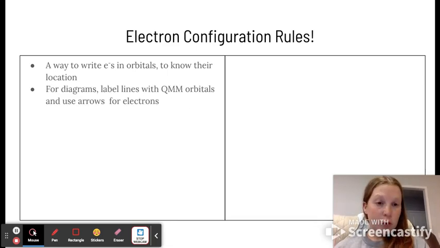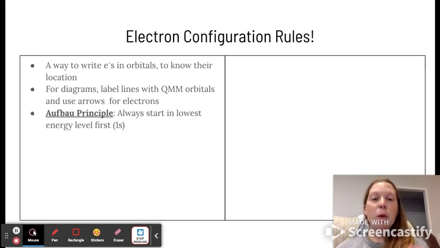First, we learn with what are called orbital diagrams. With those, we label the lines with our quantum mechanical orbitals, and we use arrows to denote electrons. I know this kind of sounds weird if you don't know what the diagram looks like, and I will show you one in a second. But when we write these, we follow 3 different principles or rules to help us write them correctly.